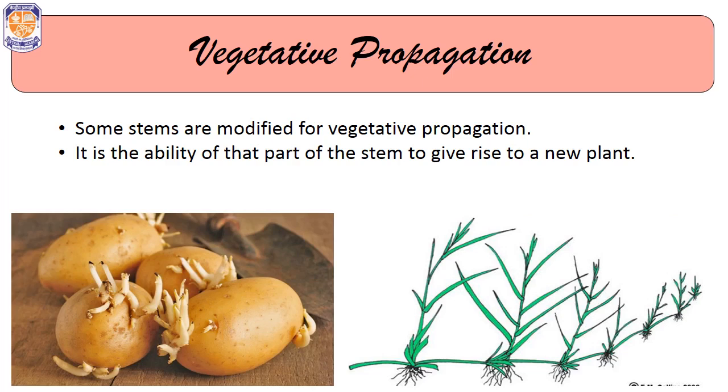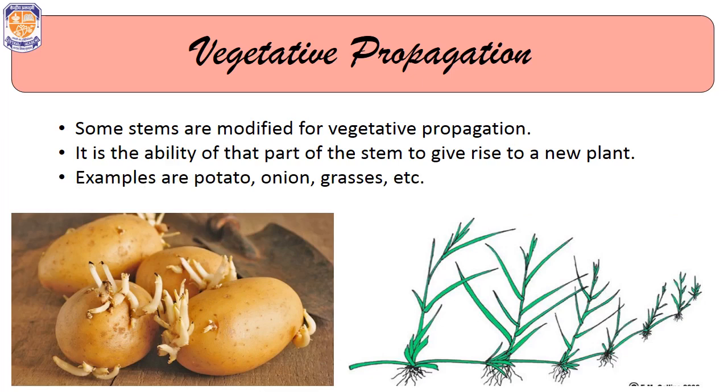So here in the picture you can see, first picture is of a potato, and you can see that from the potato several new stems are growing, or several new plants have started their growth. If you chop off this part of the potato and plant it into the soil, you will see the development of a new plant after a certain period of time. So this is known as vegetative propagation. Examples are potato, onion, grasses, etc.